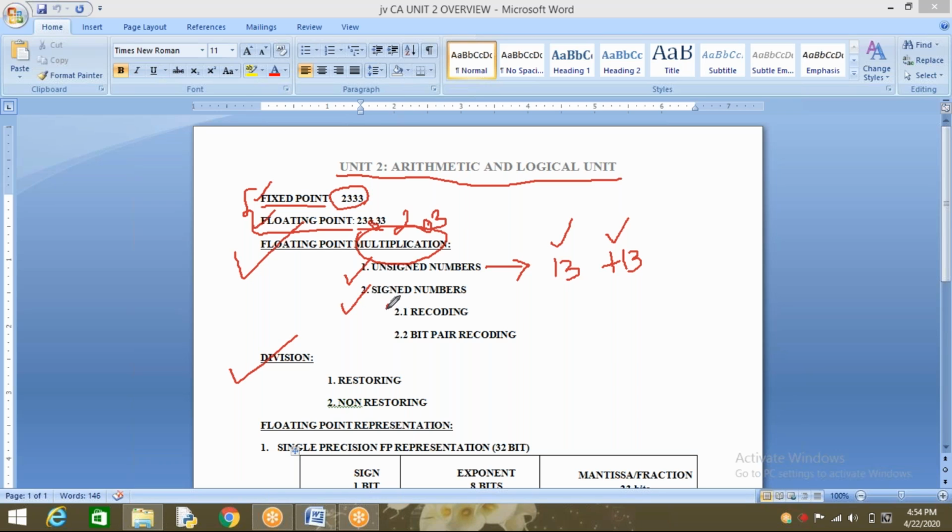In order to solve the signed number system, we have two methods. One is the recoding method and the second one is the bit pair recoding method. The recoding method uses 2-bit comparison, whereas bit pair recoding uses 3-bit comparison. That is the only difference. So that's all about the overview of the multiplications.